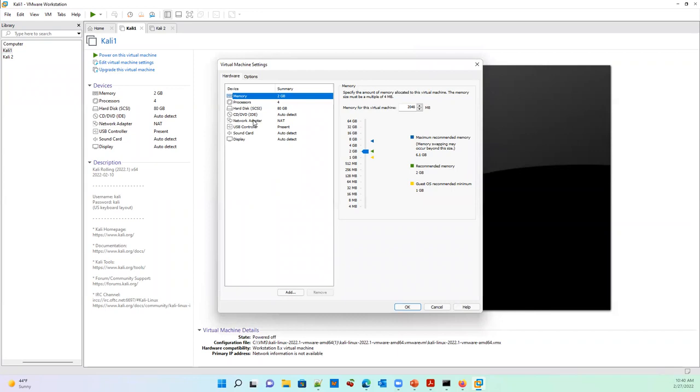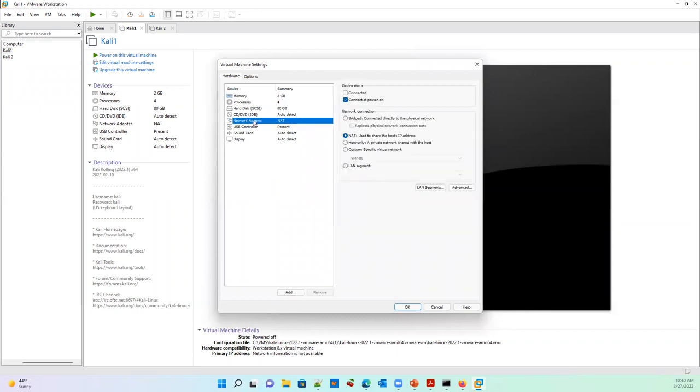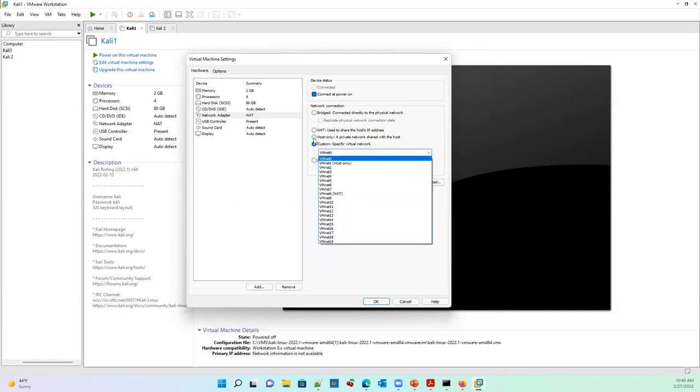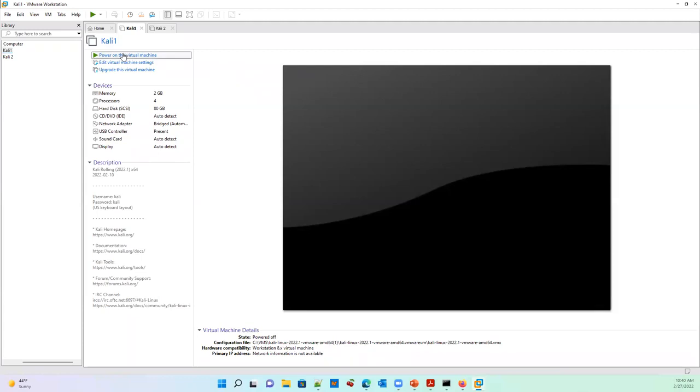So when you come into network, you have three options I talked about, right? You have bridged, NAT, host only, and specific. You can build your own network like this, but we don't go there now. So the first one we talked about was bridged. Let's keep it as bridged, and then click OK. And then let's boot up this machine.